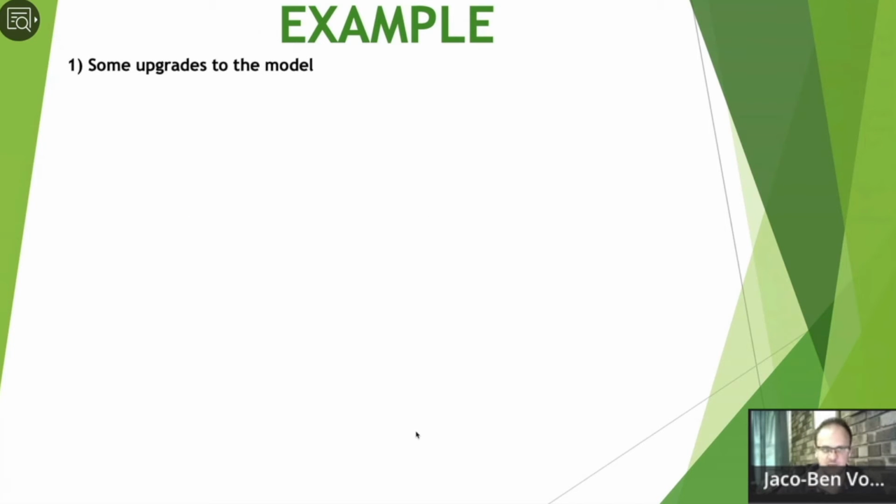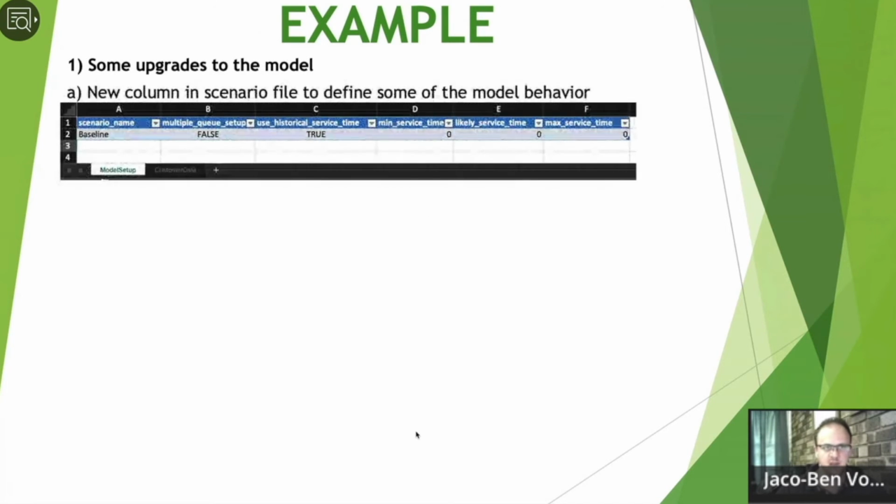So we had to upgrade some of the parts inside the model. First of all, I added a new sheet to our Excel file, and I've added some additional columns to that sheet. I'm calling it scenario name, right? So I can type in a name for our scenario. We're saying, is it a multiple queue setup? True or false. So I've got the little data validation inside Excel here. Use historical service time, true or false. Are we going to read the historical service times from the customer data, or are we going to create our own, right? So this is false.